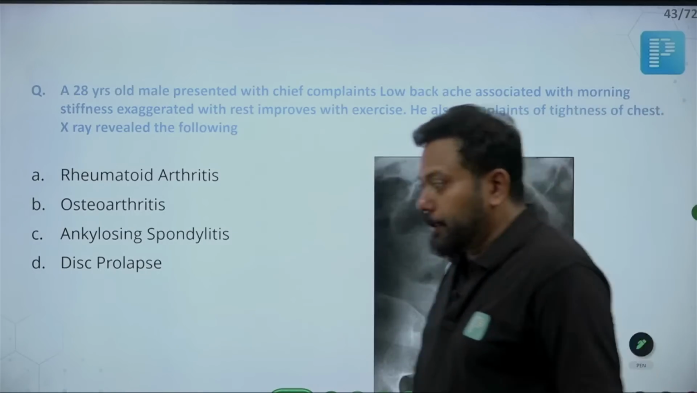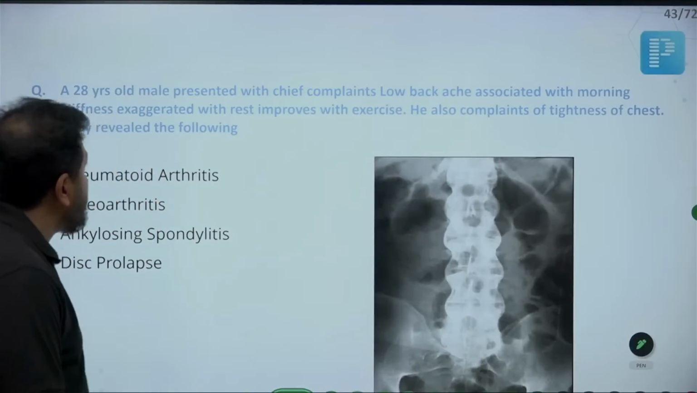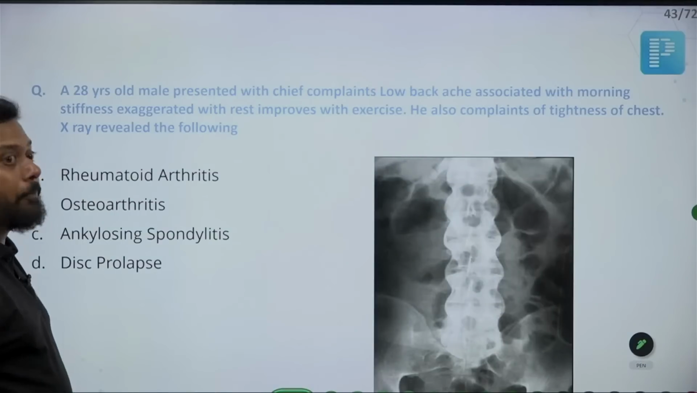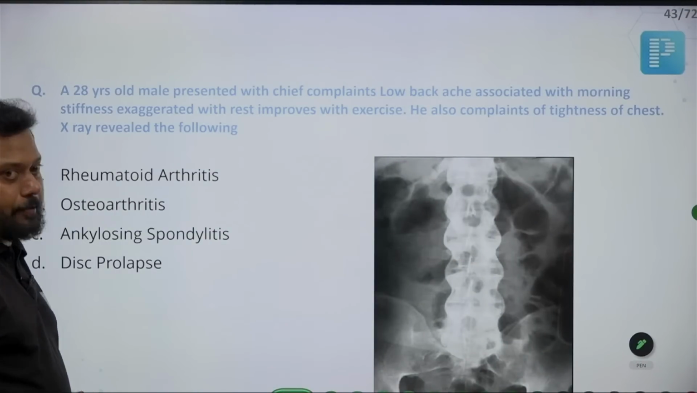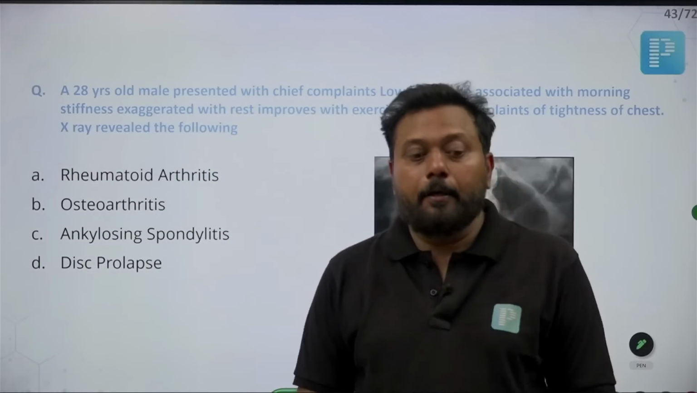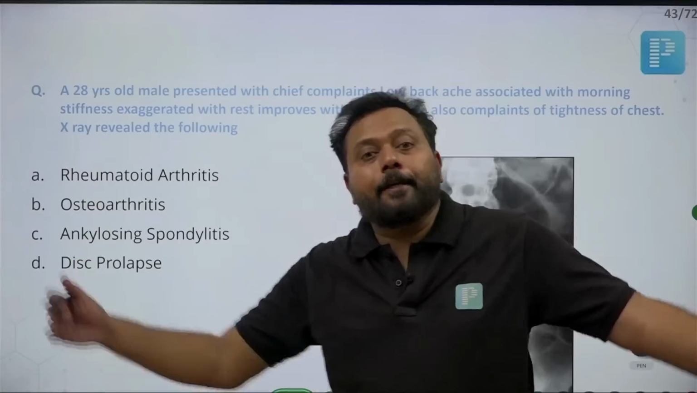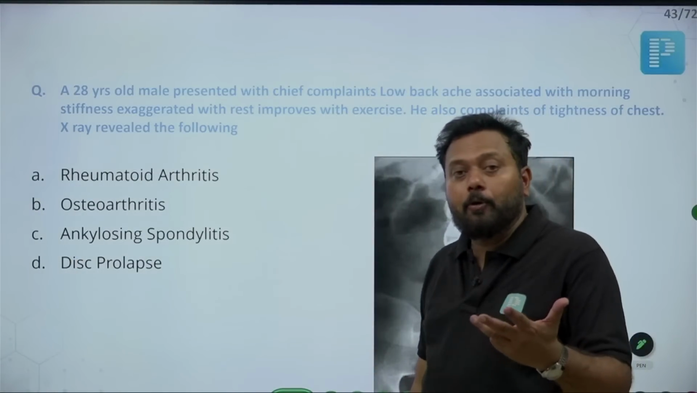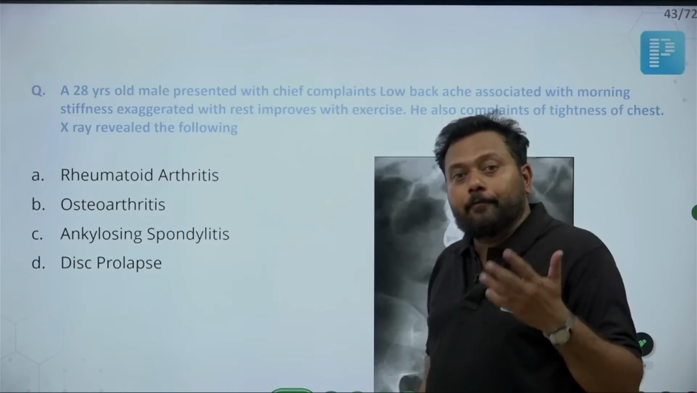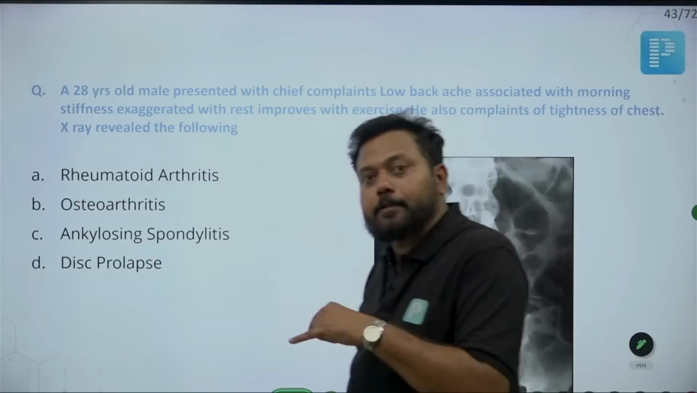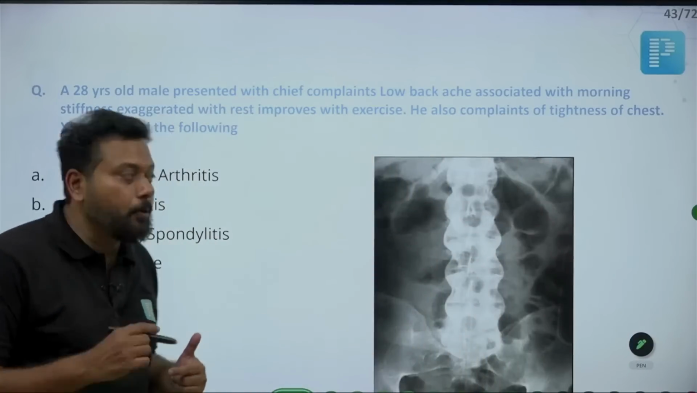Look at the next diagram. A 28-year-old male presented with chief complaints of low back ache associated with morning stiffness, exaggerated with rest. So all this stiffness and pain gets exaggerated with rest and improves with activity. Very peculiar, no? In most pain or stiffness situations, when you take rest, that should improve. Here, it worsens with rest and improves with activity. That is the clue. Okay.